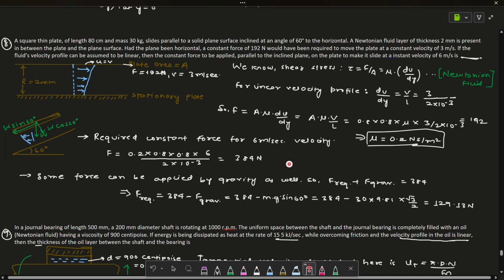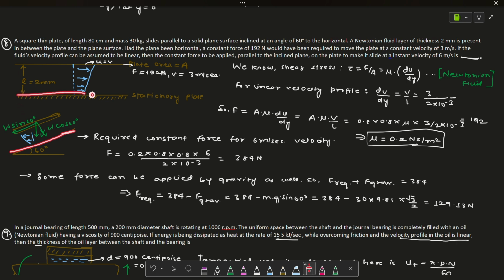Now we are going to discuss another question, question number 8. The question says a square thin plate of length 80 centimeter and mass 30 kg. So this is the square plate, the above one. The length of the plate is 80 centimeter and the mass is 30 kg. It slides parallel to a solid plane surface inclined at an angle of 60 degree to the horizontal. So one solid surface is there, this is the solid surface and this is the moving plate. It is inclined at 60 degree and moving above the solid surface, and in between a Newtonian fluid was given.